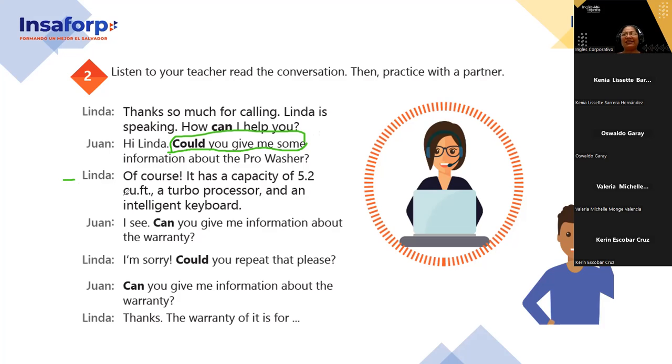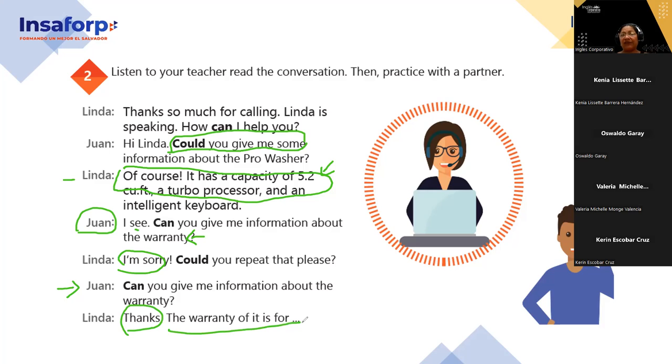And then the agent, in this case Linda, gives the information that he needs. He was asking about the pro washer information and she is giving that information. And then he asks, can you give me information about the warranty? And then, I'm sorry, could you repeat that please? It means that the agent maybe had some trouble and couldn't understand the question very well. And then the customer repeated, can you give me information about the warranty? Okay, thanks, because he repeated.